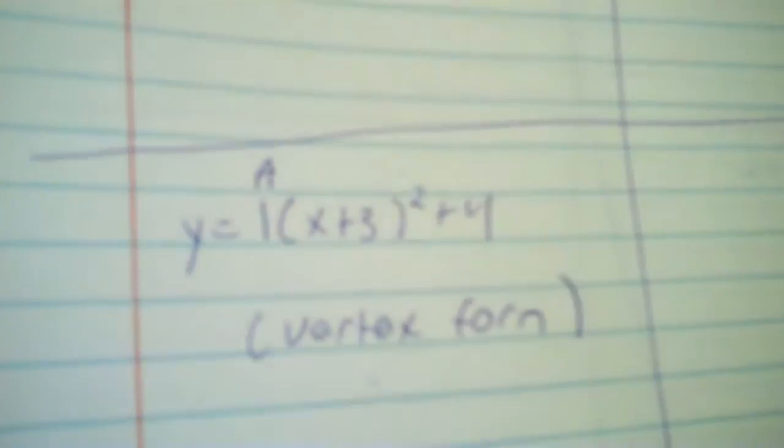Okay, so now go down to the next one. And you're going to notice something. Y equals quantity x plus 3 to the second plus 4. That's in vertex form. Vertex is when you have the A, you can put the 1 in front, H, and K.